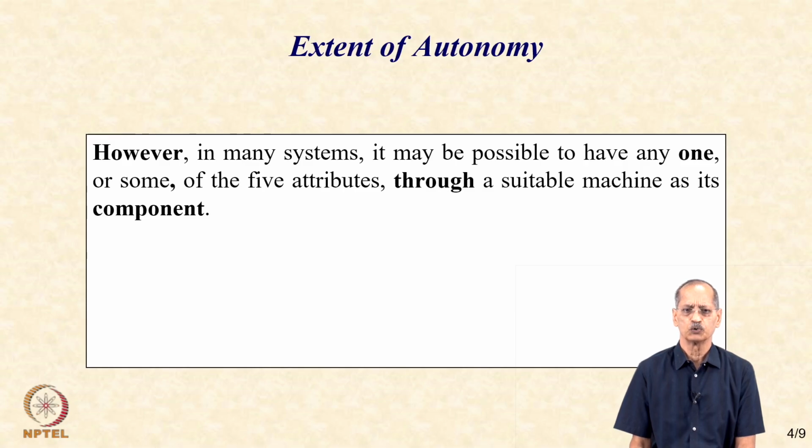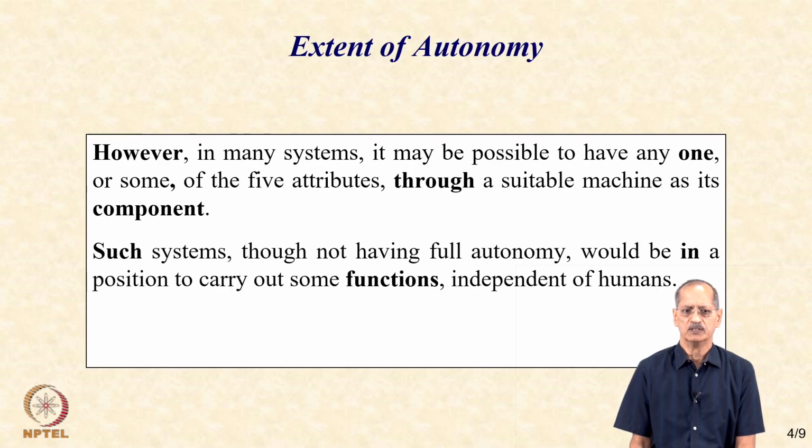Now, to do that, we have to first admit the possibility that it may be possible to have any one or some of the 5 attributes through a suitable machine as its components. In fact, we may not even have that particular attribute to the full extent, we may only have it in a partial manner.